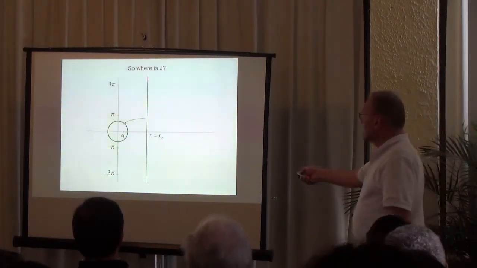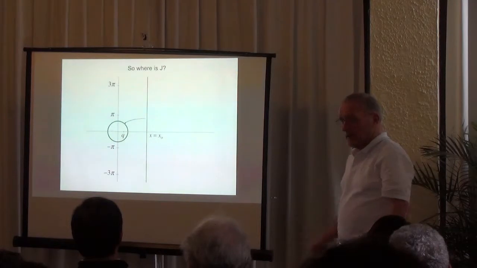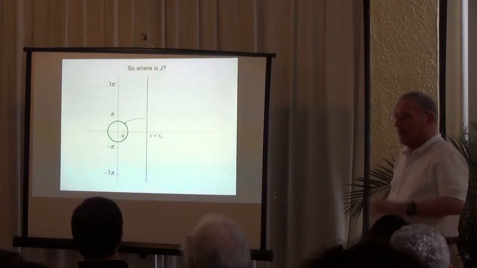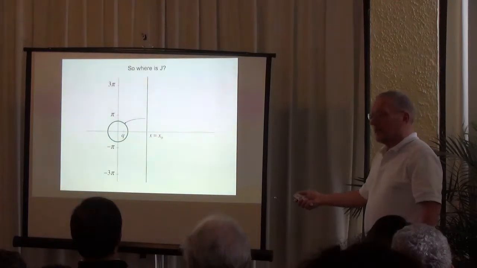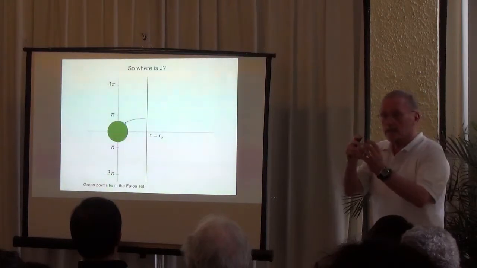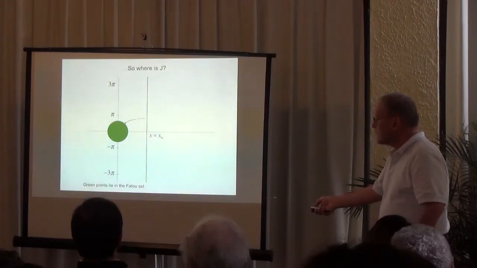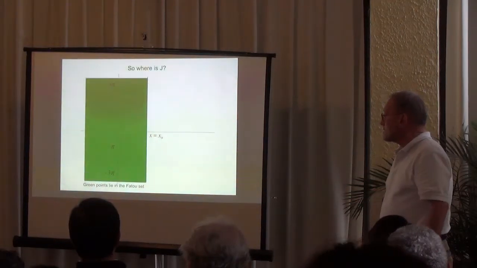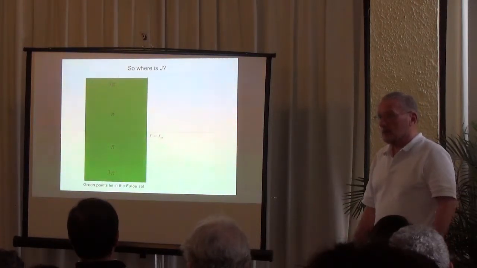Okay? So everything to the left of this line is mapped inside this disk. Vertical lines further to the left are mapped to smaller circles. So that means that this disk is contracted inside itself. All points in that disk tend to Q, so they're not in the Julia set. They just tend to that attracting fixed point. But now everything to the left of this vertical line maps into that disk. So everything down here also tends to that fixed point. So those points are in the Fatou set. They're not in the Julia set.